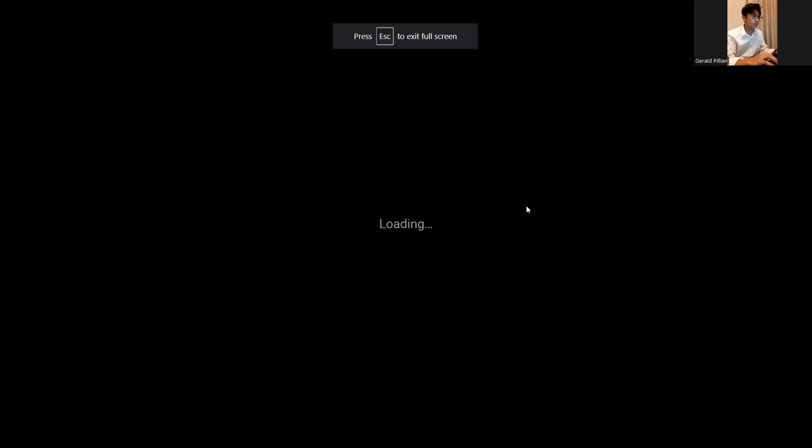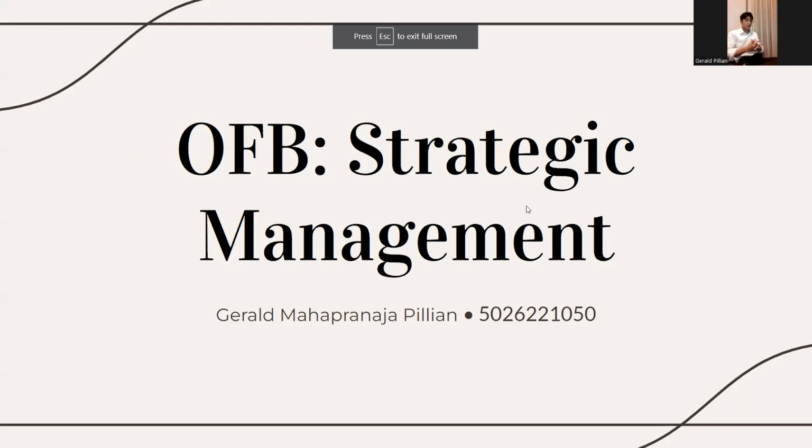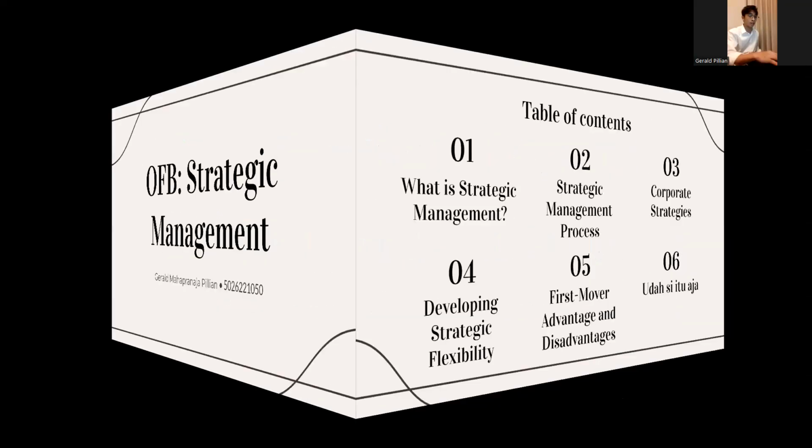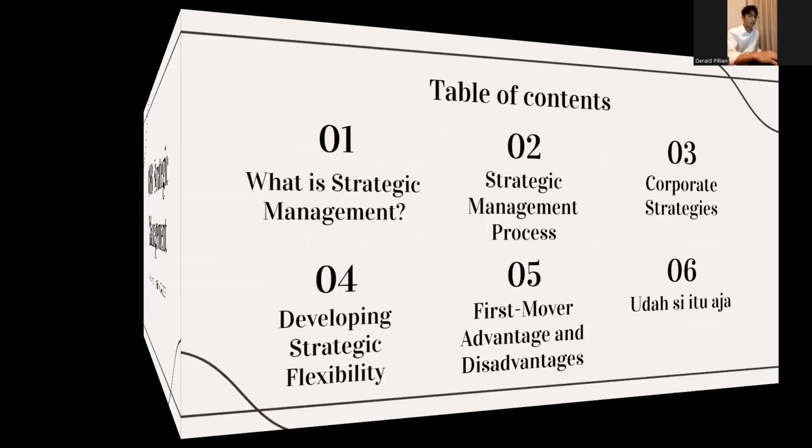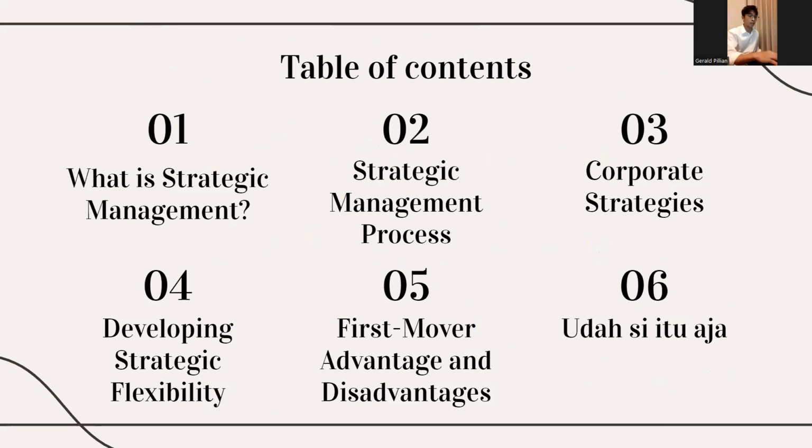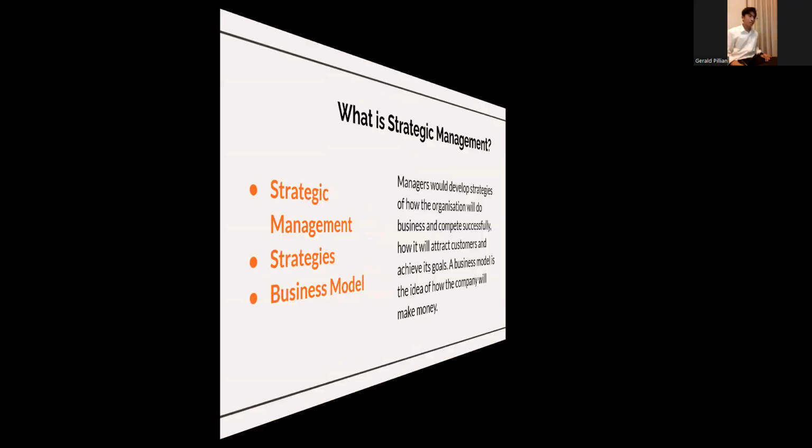Let's jump in. Here we are. Strategic Management by Gerald Mahapranaja, and that is my NRP student code. We're just gonna get straight to it. Table of contents. What is strategic management? That's the first thing we're going to learn. And then the process, and then the corporate strategies, and then the flexibilities, advantages, and disadvantages, and that's it. So, right, we're just going to get into it.